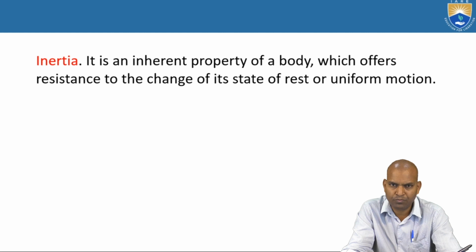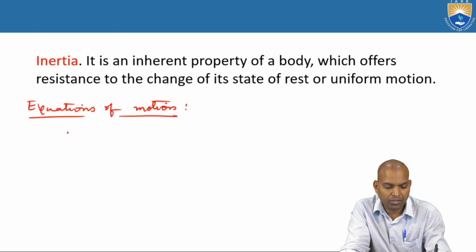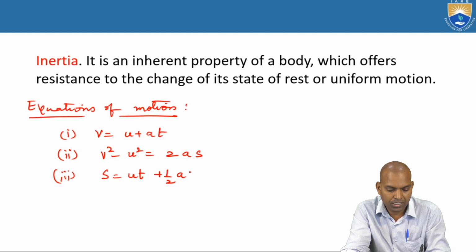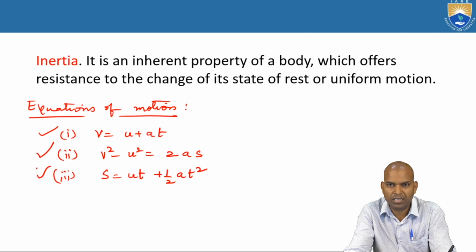What are the equations of motion? One equation is V equal to U plus AT. The next equation is V square minus U square equal to 2 times AS. The third equation is S equal to UT plus half AT square. Here, V equal to U plus AT, V square minus U square equal to 2AS, and S equal to UT plus half AT square.